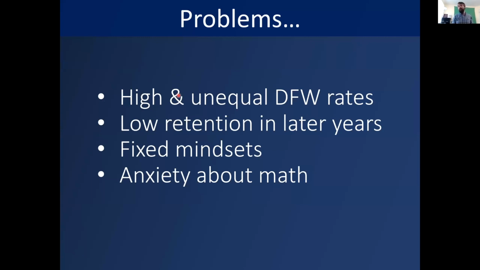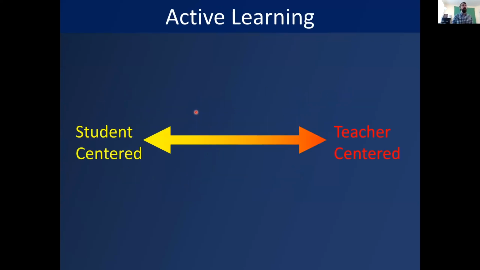So just to summarize some of those problems, I have often seen unfortunately high and unequally distributed what we call in the industry DFW rates, which stands for getting a D grade or an F grade or withdrawing from a class. So a student that might withdraw from first year calculus or fail it or get a D. Those rates can be stubbornly high, with stubbornly low retention as you move along. And so people who go into university forgetting what they learned in high school, people who take first year forgetting it for second year, these fixed mindsets about mathematics and anxiety about mathematics. I don't believe that active learning is necessarily able to solve all the world's problems, but it's an interesting one and a tool that we have.